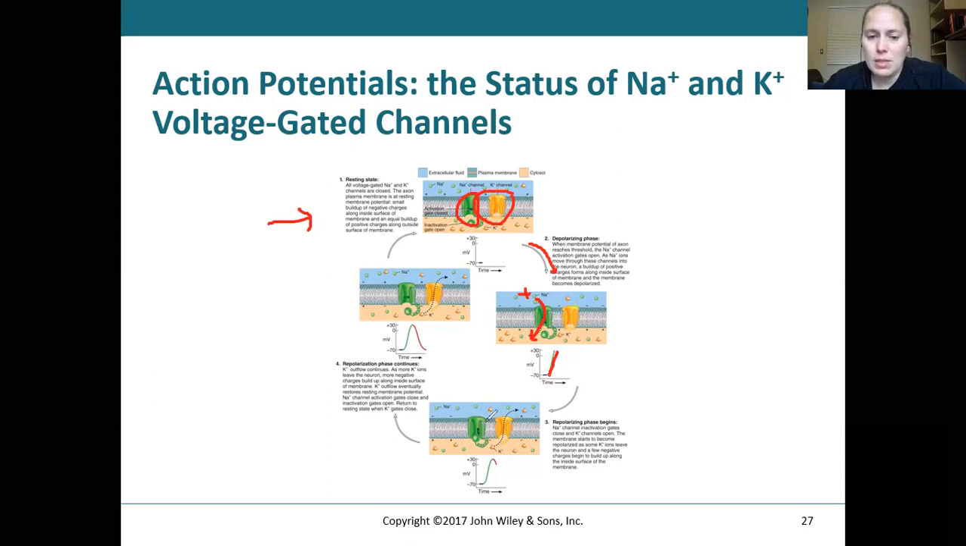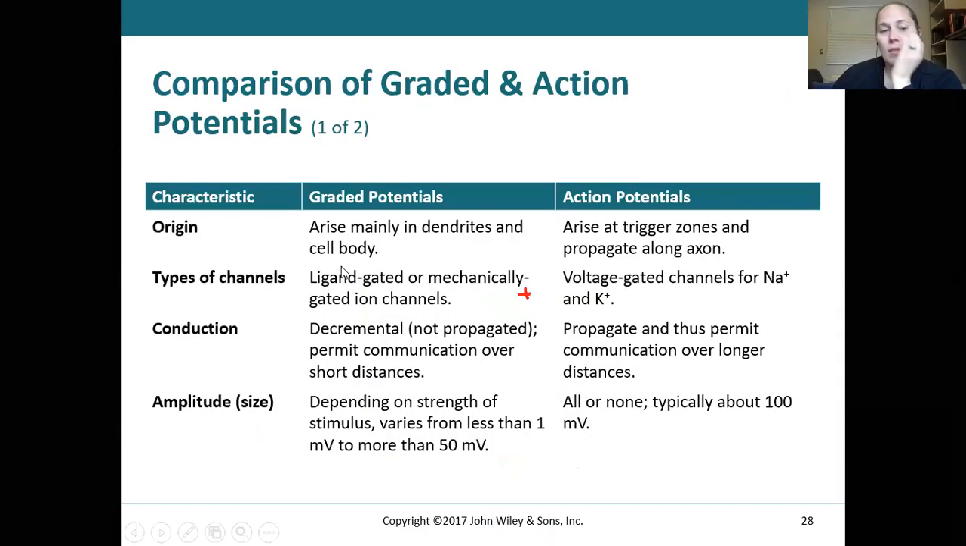The repolarizing phase begins. So your voltage gated sodium channels close, your voltage gated potassium channels open, and you've got positive charge leaving the cell, making the cell more negative. So at this point, you're going to start to see that turn in the peak. And then lastly, during the repolarization phase, you've got continued leaving of potassium out the voltage gated potassium channel, and then eventually you will see the voltage gated sodium channels become players in this again.